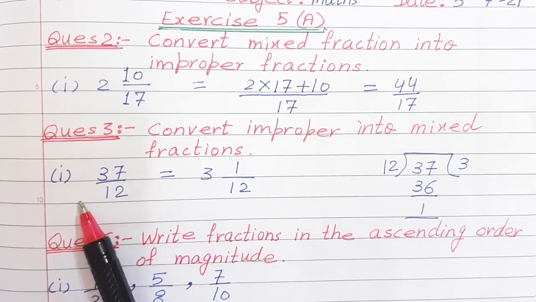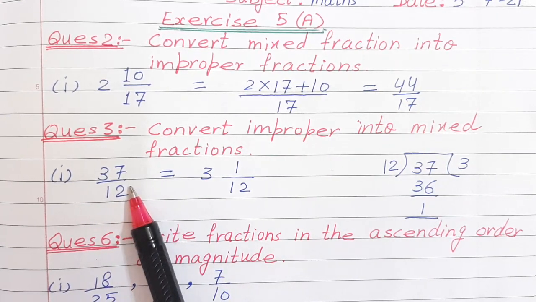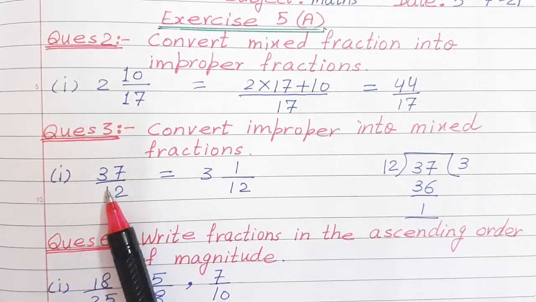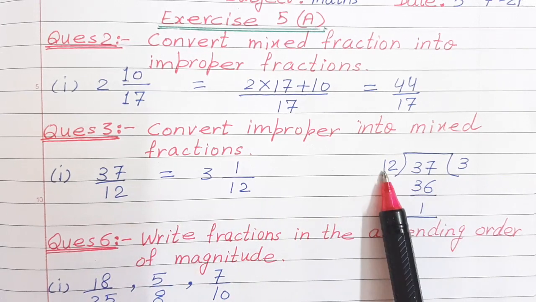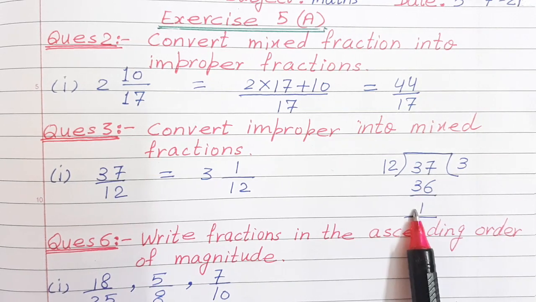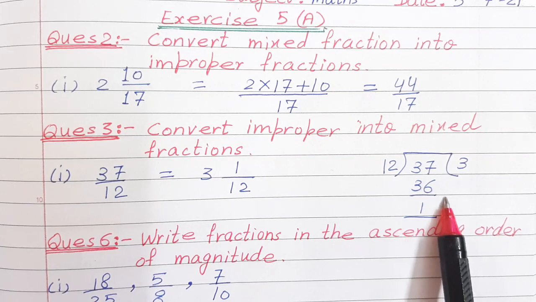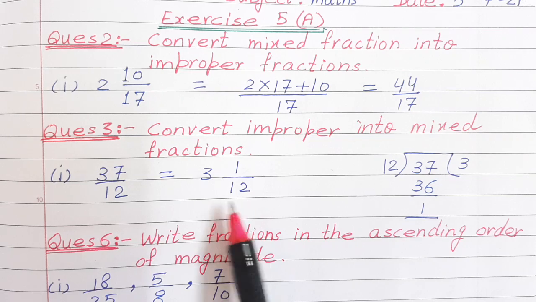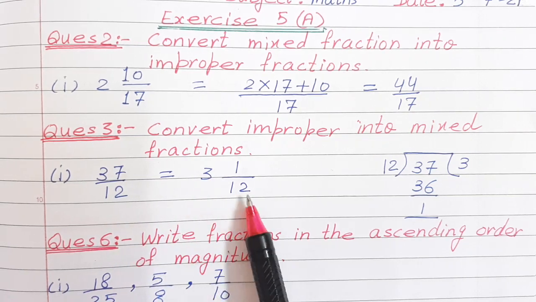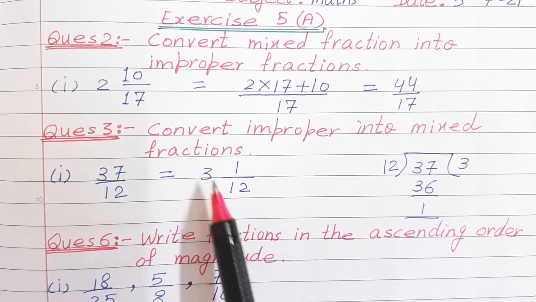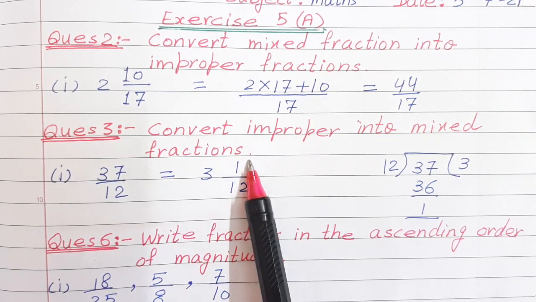Now see the next one. We are going to convert improper fraction into mixed fraction. Now how to do so? Let us divide 37 by 12. Now 12 3s are 36. 1 is the remainder. Now this 1 remainder will become numerator, denominator as it is, and 3 will come. So 12 into 3 plus 1 is 37. Right? 12 3s are 36 plus 1. I hope you all have understood now.